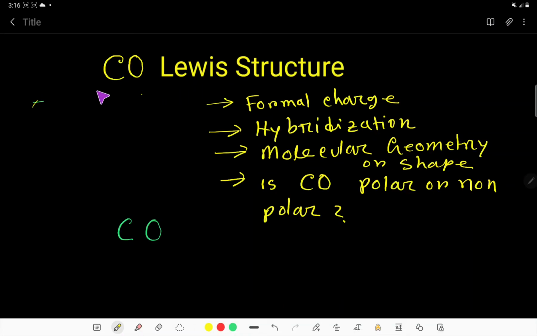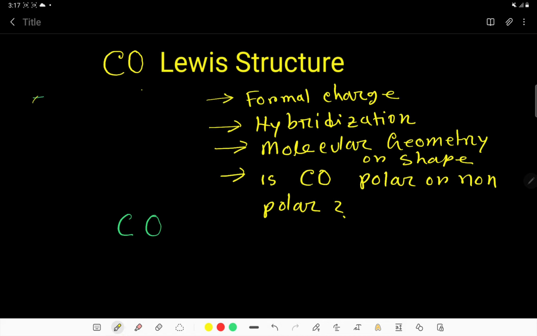Hey everyone, in this video I am going to show you how to do the CO Lewis structure, or carbon monoxide Lewis structure. I will also discuss the formal charge of CO, the hybridization of CO, and the molecular shape or geometry of CO, or carbon monoxide. I am also going to give you the answer to the question: is carbon monoxide polar or non-polar? So let us first draw the Lewis structure of carbon monoxide.